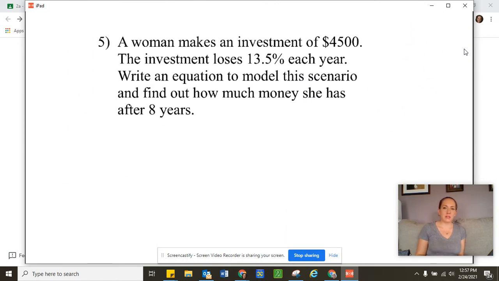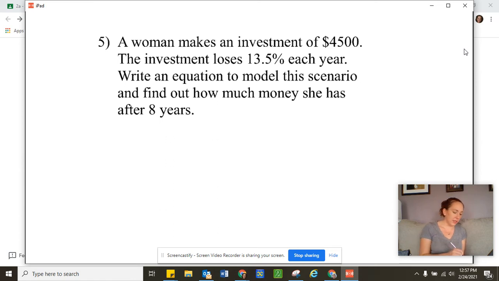Okay, other example. A woman makes an investment of $4,500 and the investment loses 13.5% each year. That is a pretty hefty loss. What a horrible way to invest your money. And she left it in there for 8 years. She's going to have like no money left. Man. Bummer for this lady.